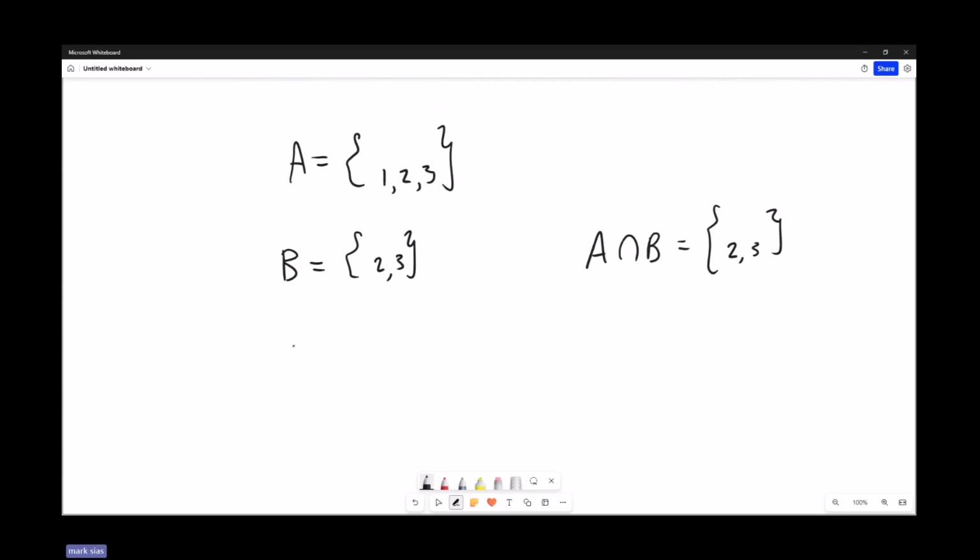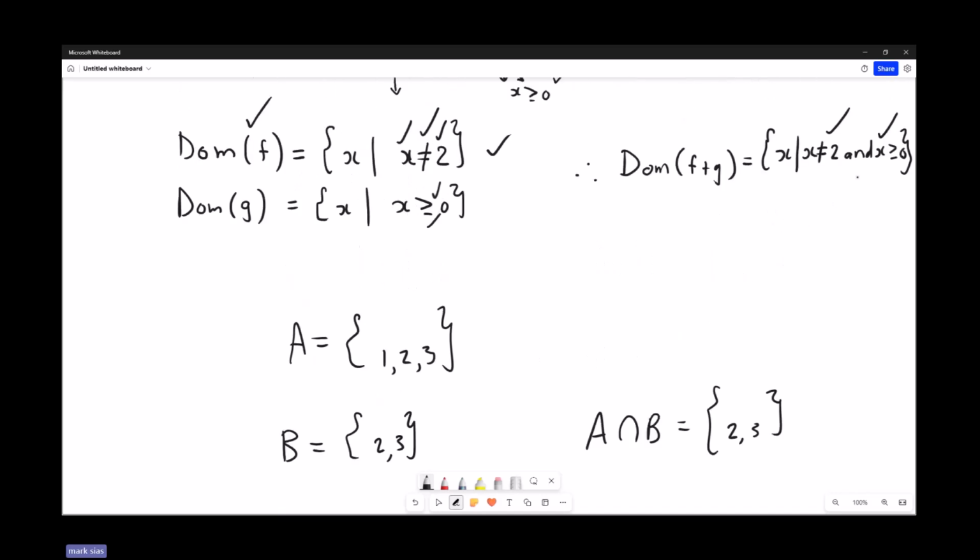However, when you speak of union, I realized I cannot write a comma. I must say AND, because this has a reference to the intersection of the domains, which compels me to say AND. I'm referring to those elements that are common to both A and B, that are common to both the domain of F and the domain of G. So I had to introduce the word AND and erase the comma, okay?